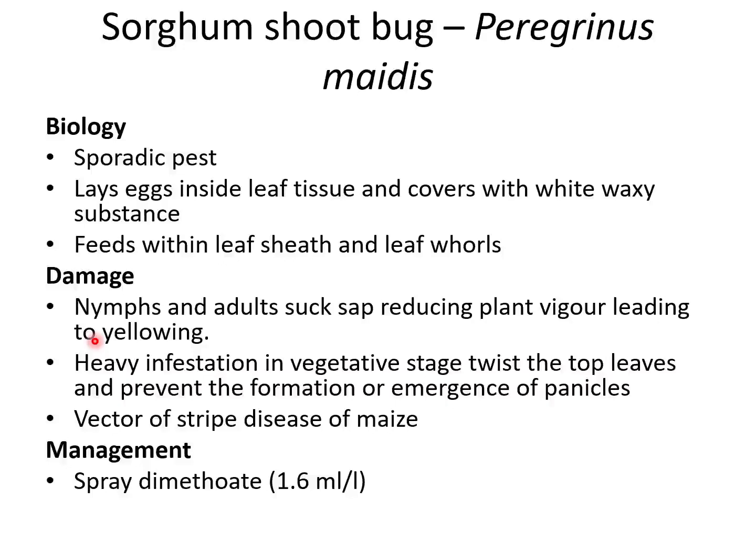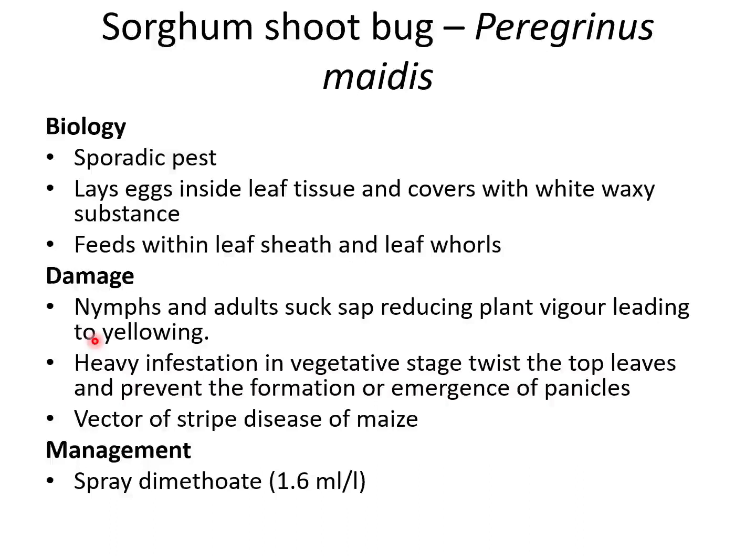The nymphs and adults suck sap by remaining within the leaf sheath and leaf whorls, and because of the sucking of plant sap, plant vigor is reduced, leading to yellowing of the leaves. In the vegetative stage, if the infestation of the sorghum shoot bug is extremely severe, it leads to twisting of the top leaves, which prevents the emergence of panicles. Another important feature of this pest is that it is a vector of a viral disease called stripe disease of maize.